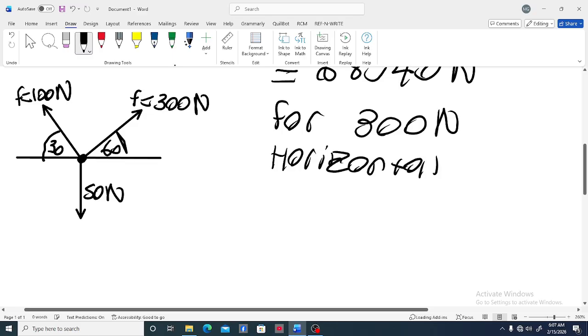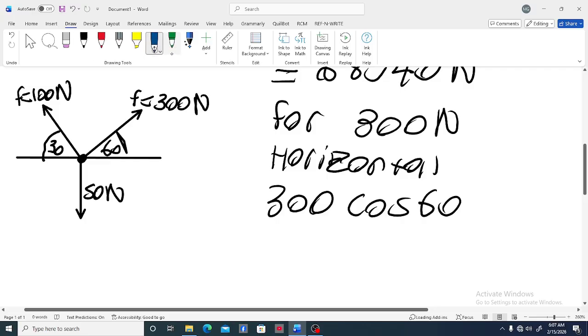How would you calculate the horizontal there? You just say 300 cos, which angle is it acting at? It's acting at an angle of 60 there, right? Remember, if you want you can draw a right angle triangle there. Your opposite side is Fy, and then Fx is your adjacent side. But all you really need to remember is that when you're calculating the horizontal component, you use cos, and when you're calculating the vertical component, you use sine. Then you just put this on a calculator.